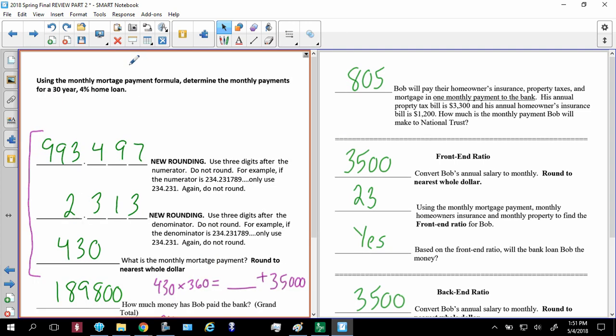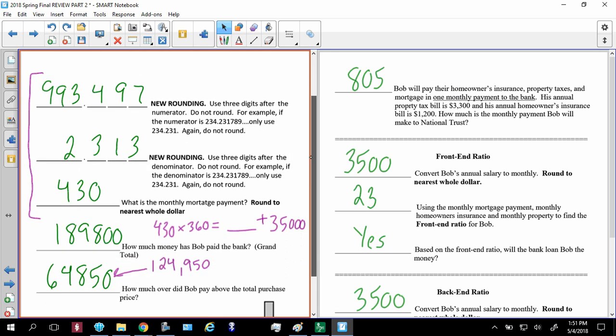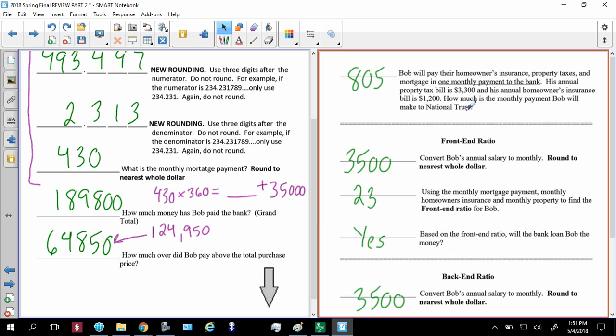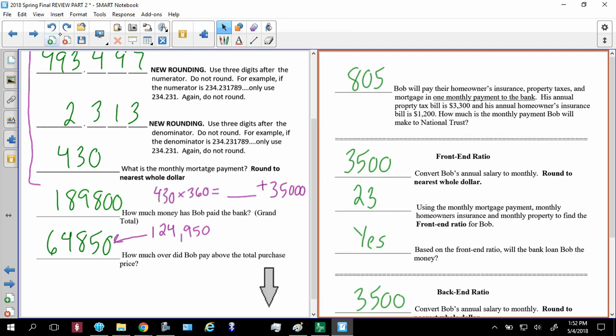Forgive me. Bob will pay the homeowner's insurance, property taxes, and mortgage in one monthly payment to the bank. Well, let's see. His annual property tax bill is $3,300. When I convert it to monthly, I believe it's $375, because, I bet you it's $275. Yep, it's $275. So that means he'll be paying $275 a month for his property tax bill.